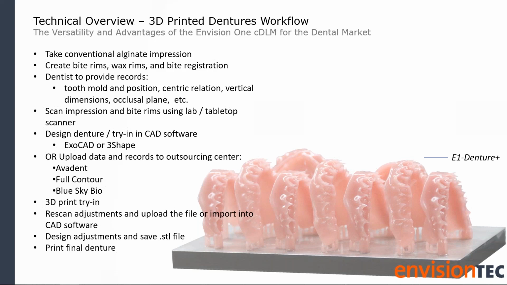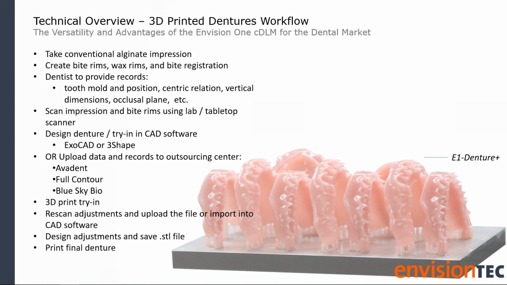So we take a conventional alginate impression, create bite rims, wax rims, and a bite registration. The dentist would then need to provide tooth mold and position, centric relation, vertical dimensions, occlusal planes, etc. We would then scan the impression and bite rims using a lab or a tabletop scanner. Design the denture or try-in using ExoCAD or 3Shape design software, or upload the data and records to an outsourcing center such as Avident, Full Contour, or Blue Sky Bio.